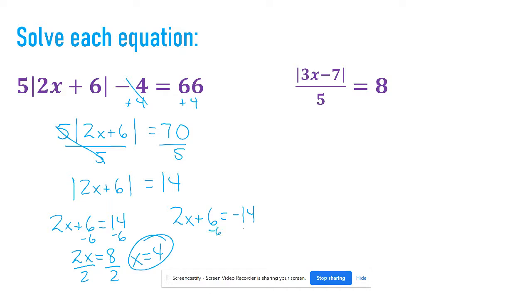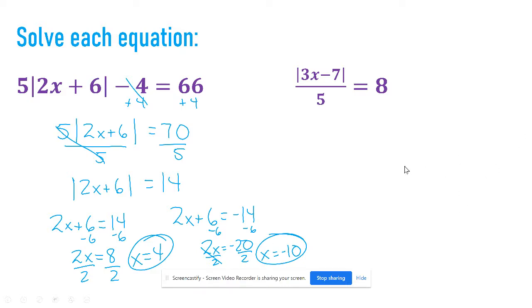Again, subtract the 6. This time we're going to have 2x equals negative 20. We'll divide by the 2. X is equal to negative 10. So negative 10, same thing. If you plug it into the absolute value, it's going to end up giving you a 14. When you multiply that by 5 and subtract the 4, you'll get 66. So there's two values that would give you a correct answer to this equation, 4 and negative 10.